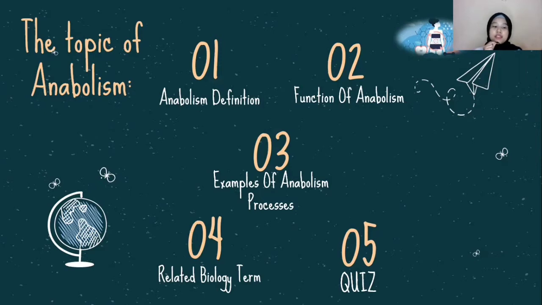Molecules built from anabolism are then used to build structures in the cell, or even to help build new cells. Anabolism and catabolism are controlled by certain hormones, and both are important for the development, growth, and maintenance of an organism's cells. The next, examples of anabolic processes.